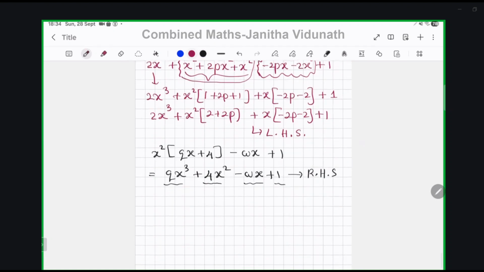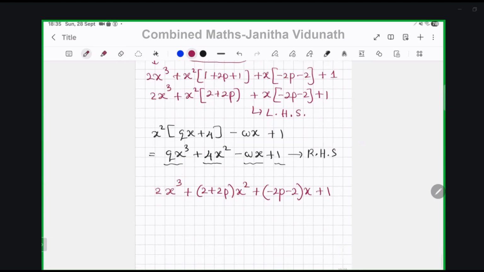Okay. Now on the left hand side we have 2x cube plus x square times (2 plus 2p). Since numerical parts can be written in front of the variable, we can say (2 plus 2p) x square plus (2p minus 2)x plus 1. This is our left hand side polynomial.